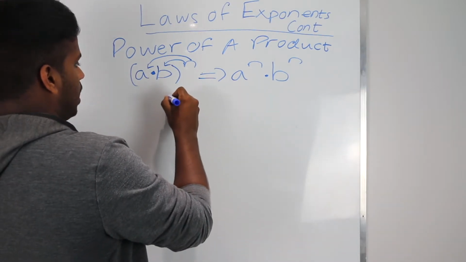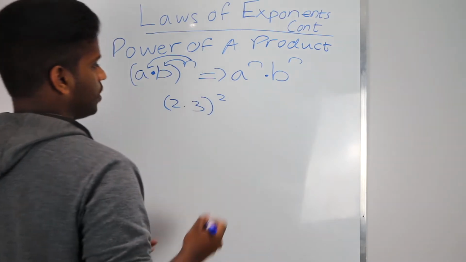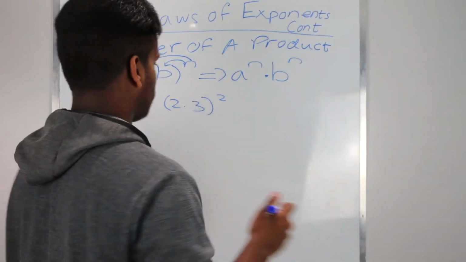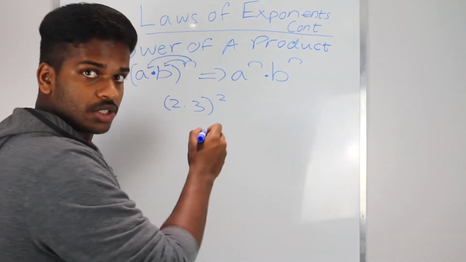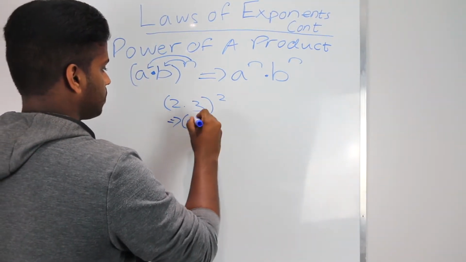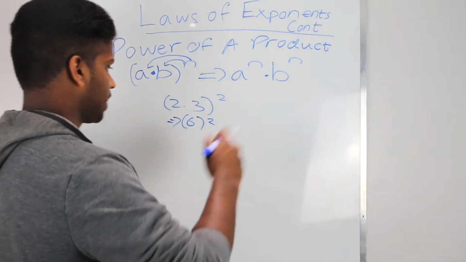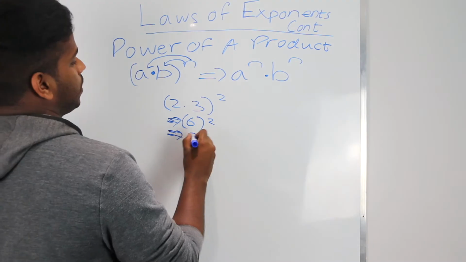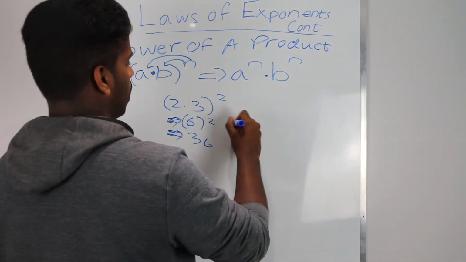Let's just say (2 times 3) squared. What would this be if we didn't know this law? We do order of operations, so what's inside the brackets first. 2 times 3 we know is 6, right? 6 squared is 36. Now let's do this with the law of exponents.